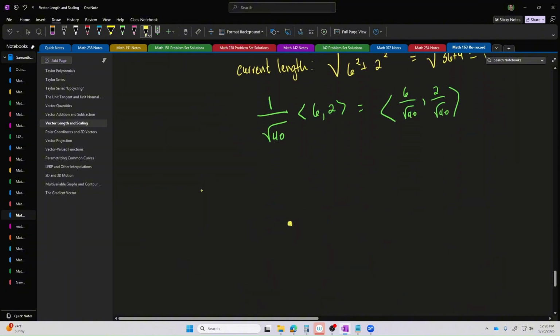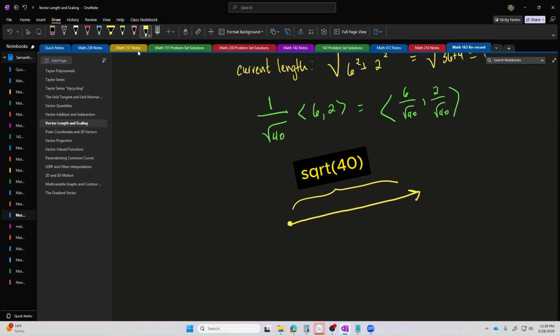6 comma 2 is sticking out here 6 units along positive x, 2 units along positive y, and it currently has a length of square root 40. And the little vector that we have just found is pointing in that same direction, but it's shorter. And now it has a length of only 1.